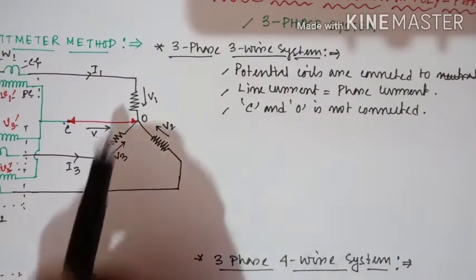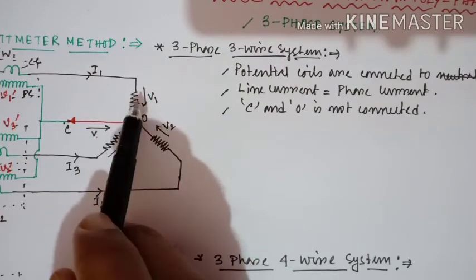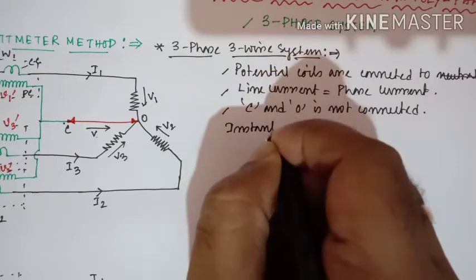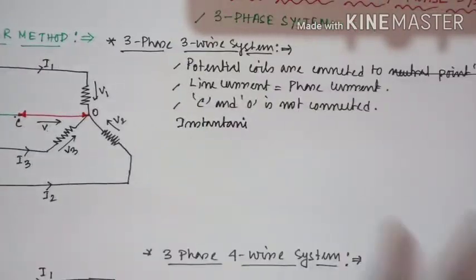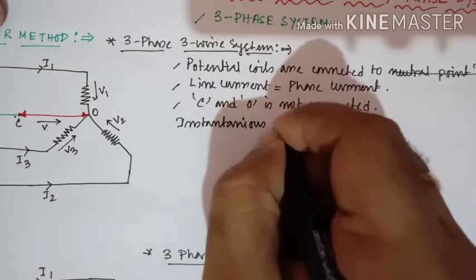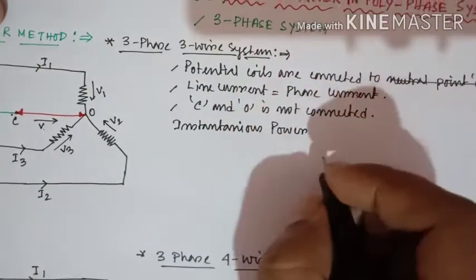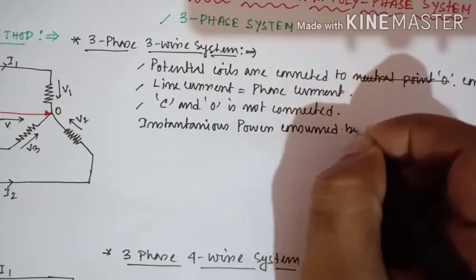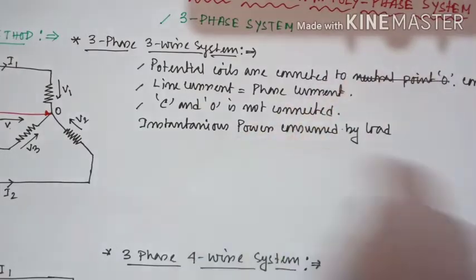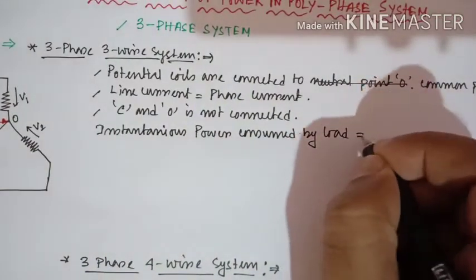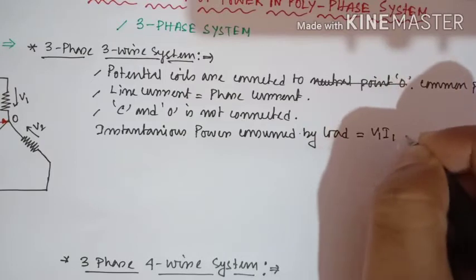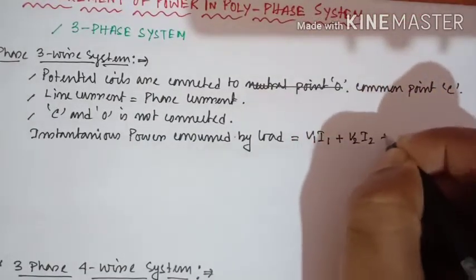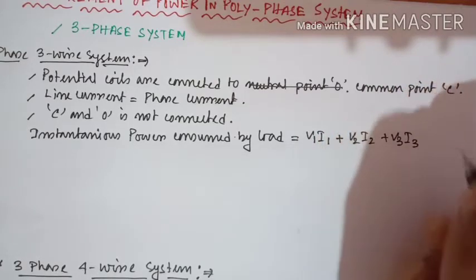So now the instantaneous power consumed by these three different loads is V1I1 plus V2I2 plus V3I3.